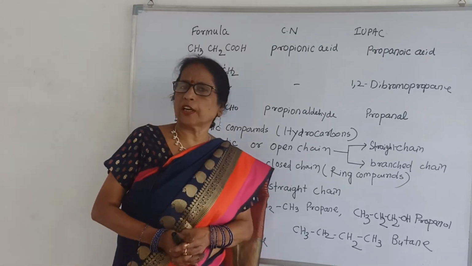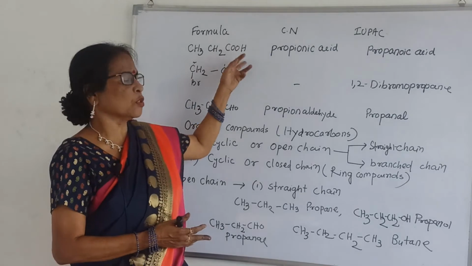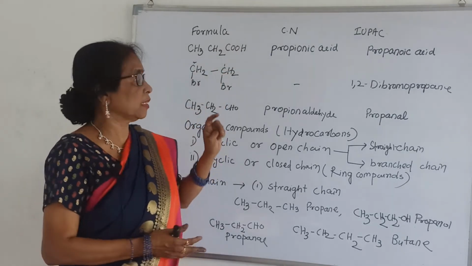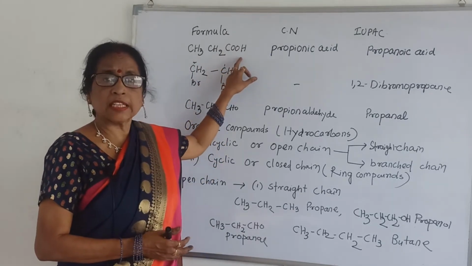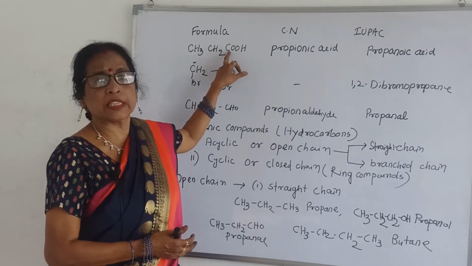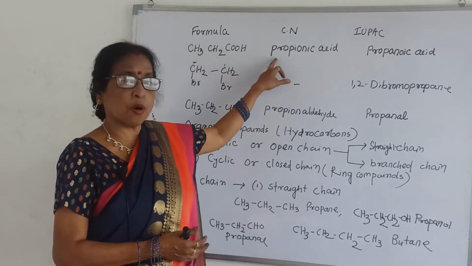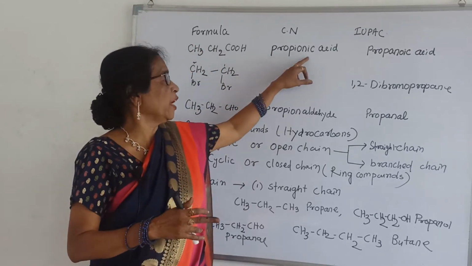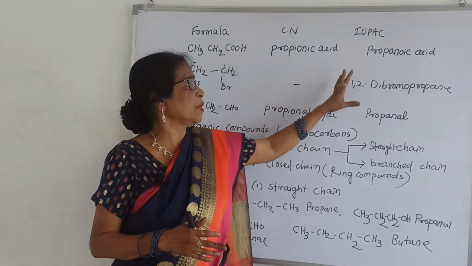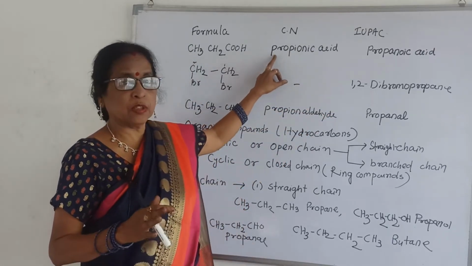Among the important organic compounds, some are left. See here, CH3CH2COOH. How many carbons in total? Three carbons. It contains the acid group COOH. Including the acid group carbon, the total carbon is 3. So the common name is propionic acid and the IUPAC name is propanoic acid. A little bit difficult here, only the spelling is important.